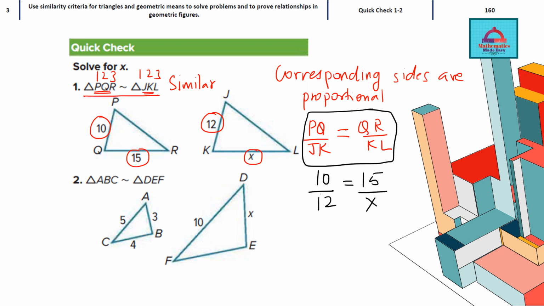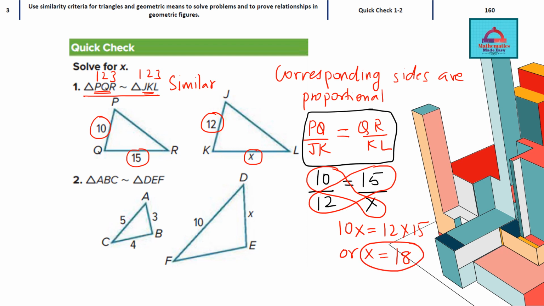15 over x. Now we are going to cross multiply so that we get our value of x. That's what we need here. Solve for x. So 10x is going to be 12 multiplied by 15, or your x is going to be, on simplification, 18. So here the answer is x equal to 18.